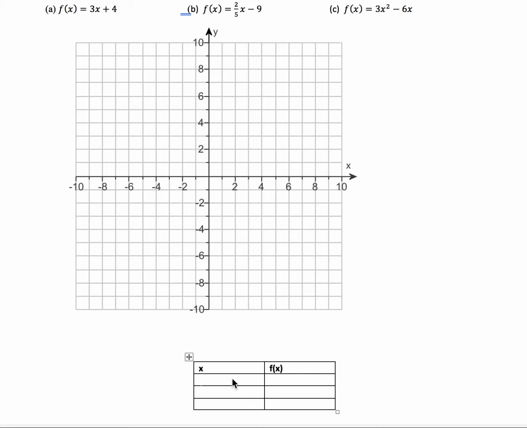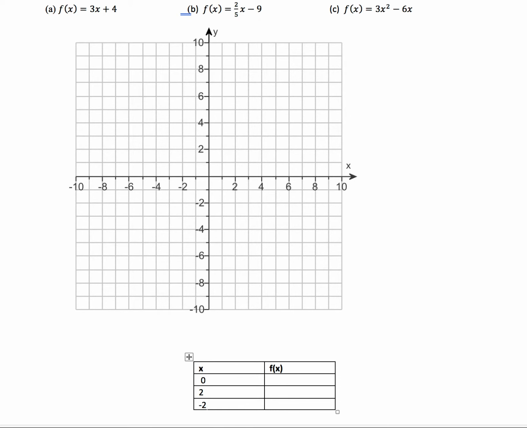So we're going to start with the first function, part A, f of x is equal to 3x plus 4. We're going to pick 3 x values. You can choose whatever you want, but my recommendation would be that you always choose 0, simply because it's easy to plug in, that you always choose a positive number. I'm going to go with 2 in this case, and that you always choose a negative number. So I'm going to go with -2. It doesn't matter what numbers you choose, but choosing a negative, a positive, and 0 will give you a pretty good spread for your graph.